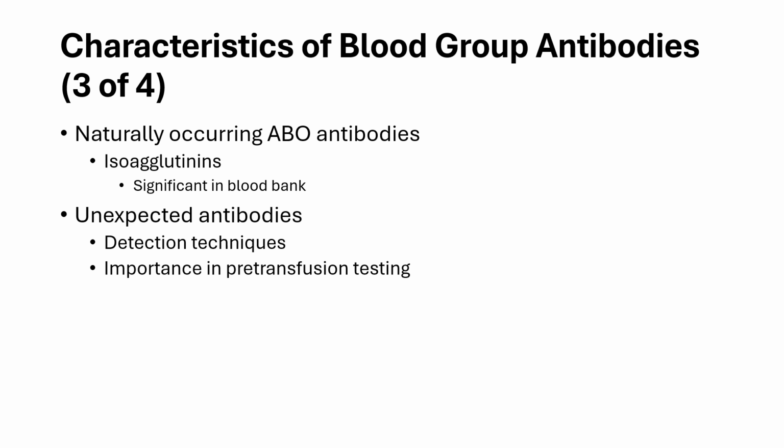Some detection techniques: we have antibody screening. This tests the patient's serum against a panel of reagent red cells to try to identify the unexpected antibodies. We will also do cross-matching, which is testing donor red cells with the recipient serum before transfusion, and this helps to ensure compatibility. We have the direct and indirect antiglobulin tests, or DAT and IAT. These may be used depending on which antibody we are suspecting. And we'll talk about those tests later in the course as well.